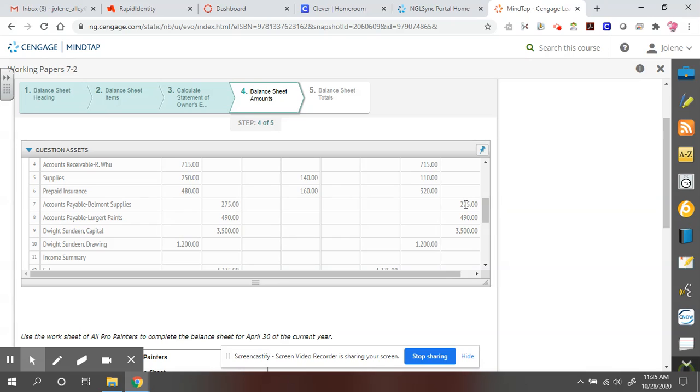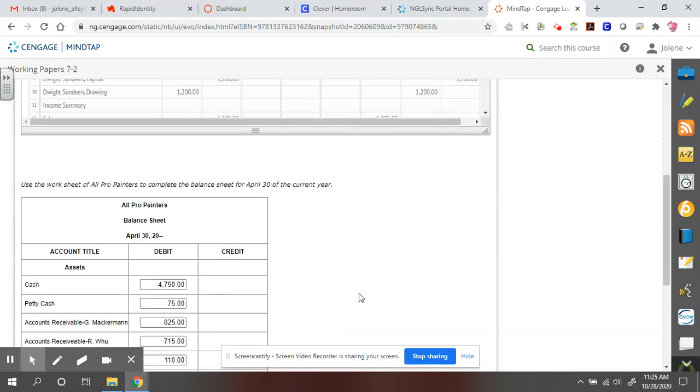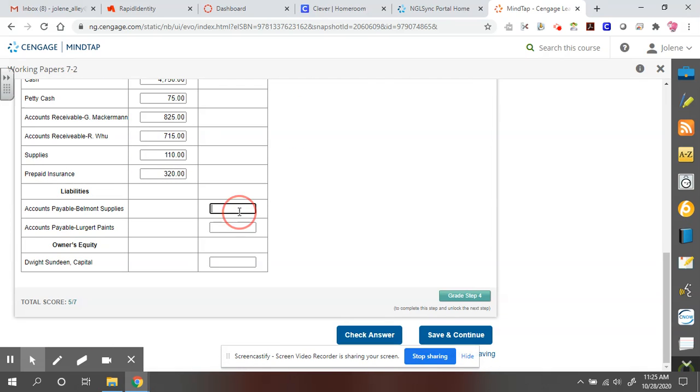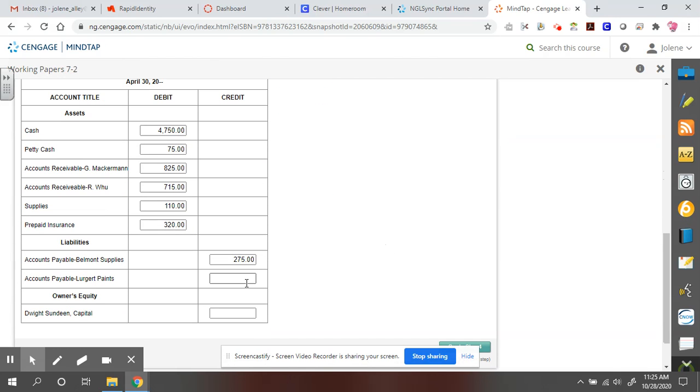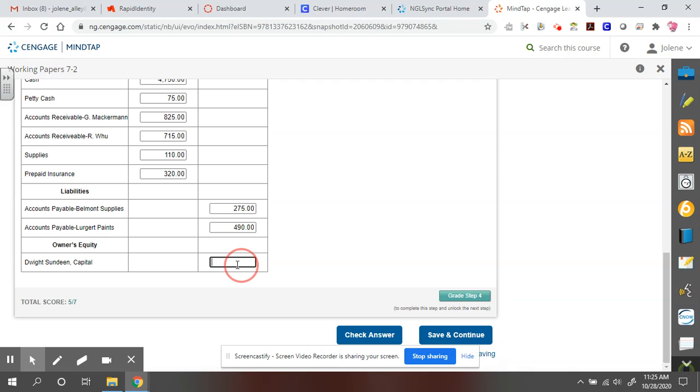Next part is our payables, and we owe Belmont Supply $275. Enlargent Paints, we owe them $490. This is where you need that dollar amount from what we just figured out on the owner's equity, right? And it was $6,030.